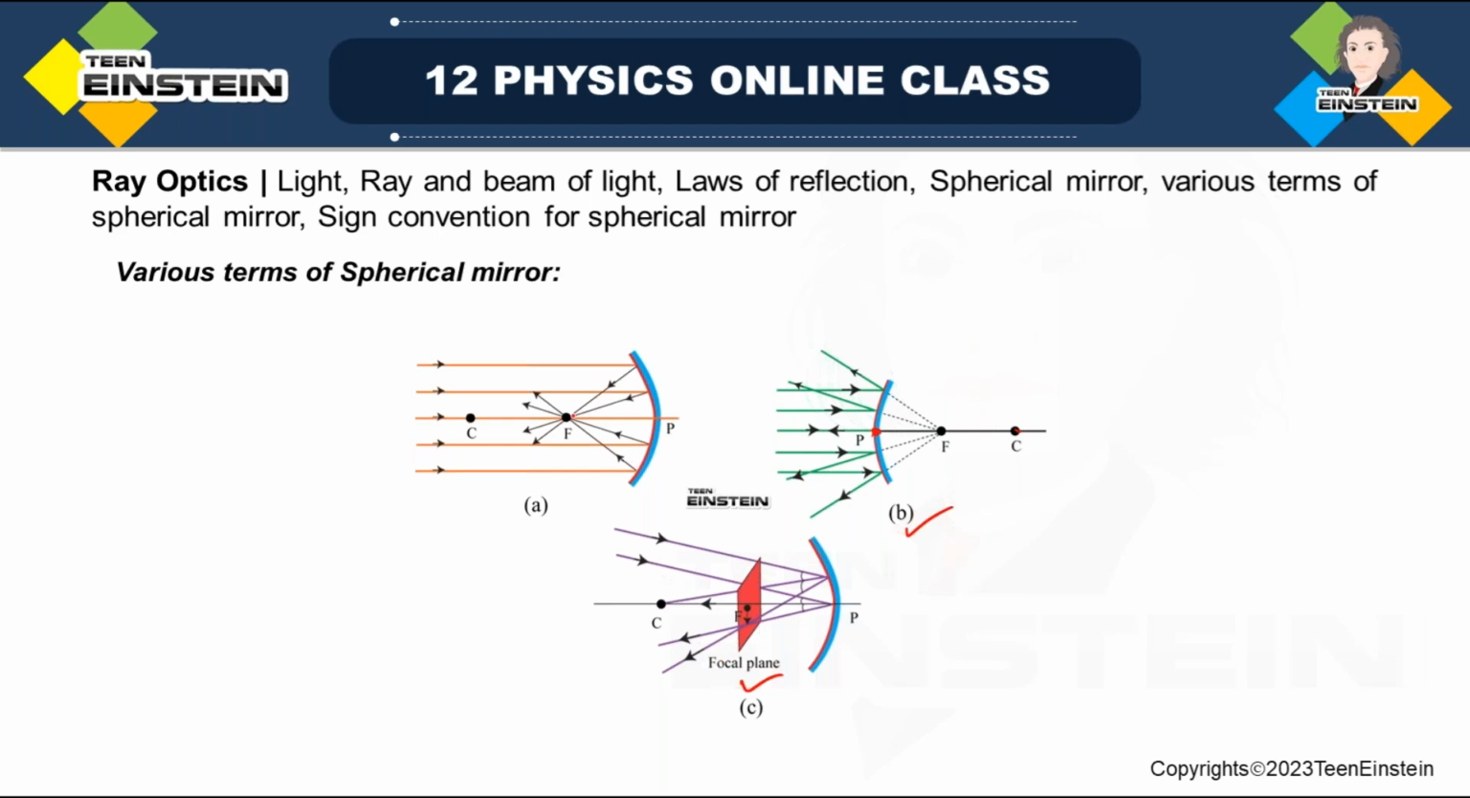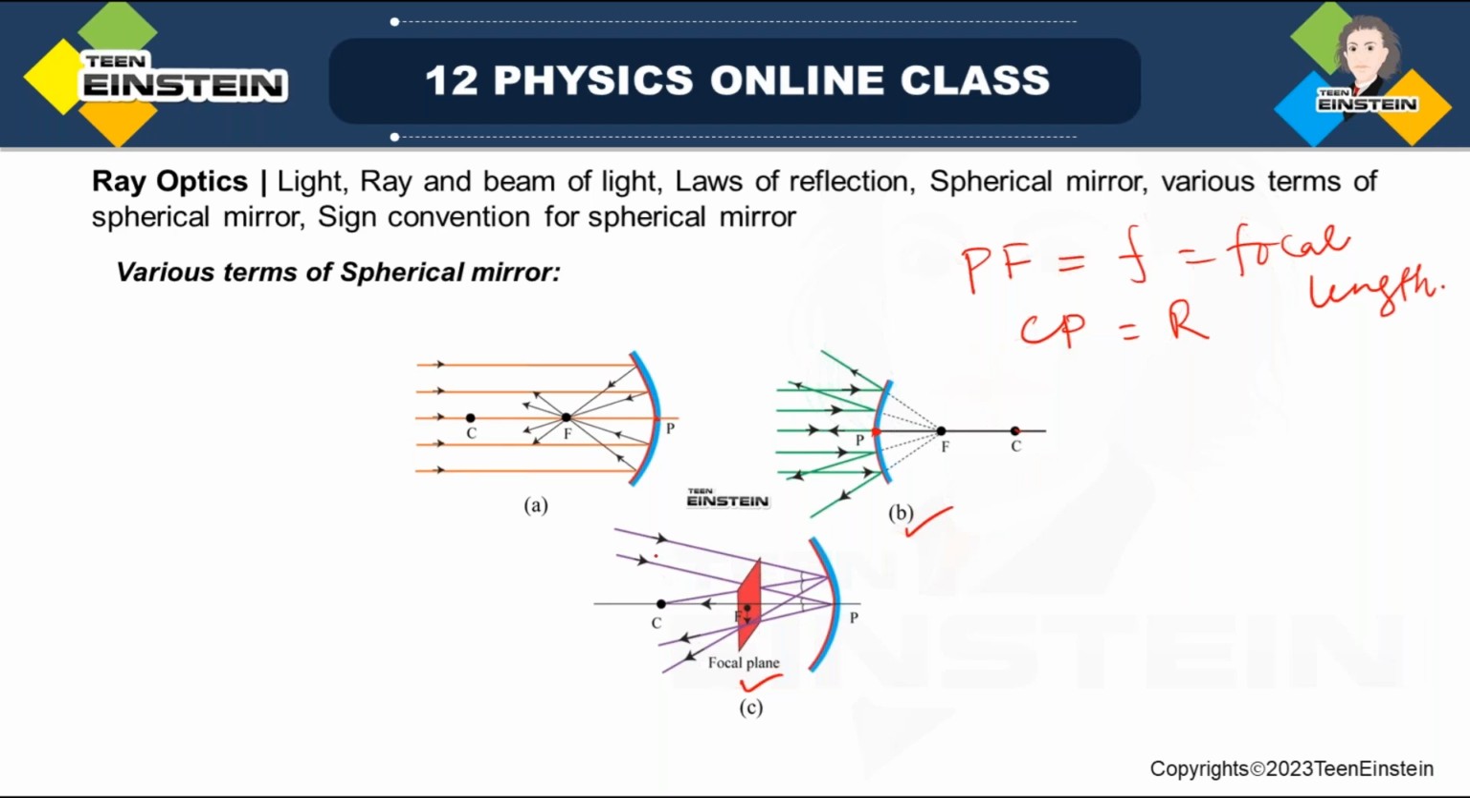This principal focus has a length. PF, this length, is denoted by small f. This is called focal length. In both cases, PF is the focal length, and CP or PC is the radius of curvature.